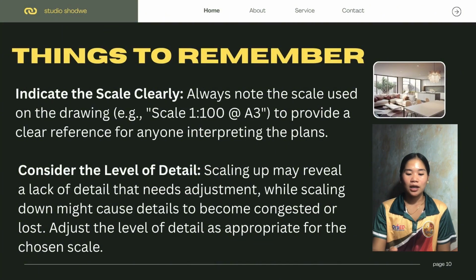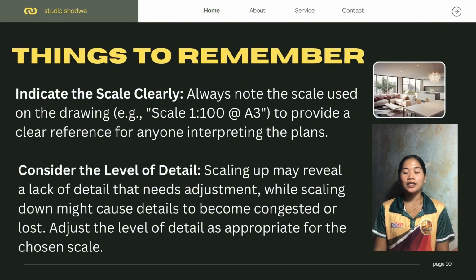And then next is consider the level of detail. Scaling up may reveal a lack of detail that needs adjustment, while scaling down might cause the details to become congested or lost. Adjust the level of detail as appropriate for the chosen scale. So, adjust the details. When you make a drawing bigger, some parts might look empty or need more detail. When you make it smaller, some small details might look crowded or disappear. So add or remove details depending on the scale you use.